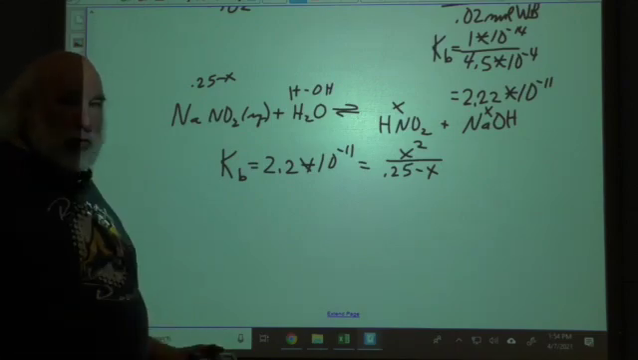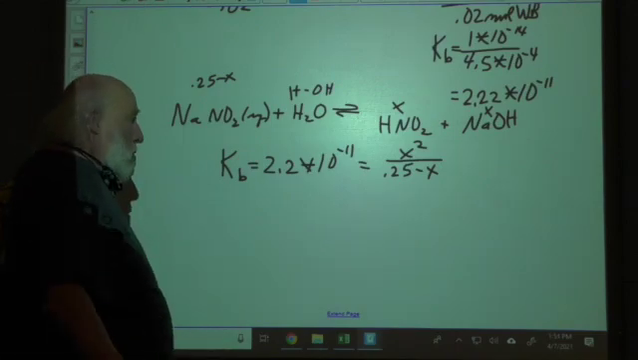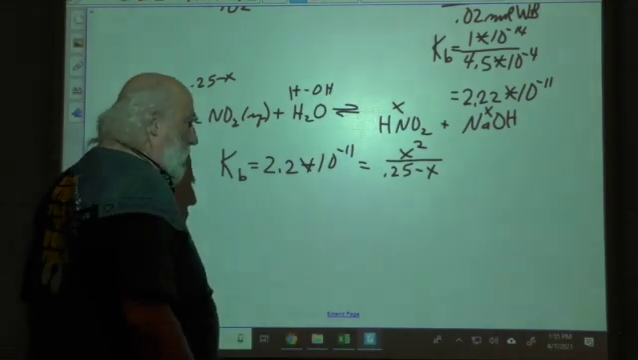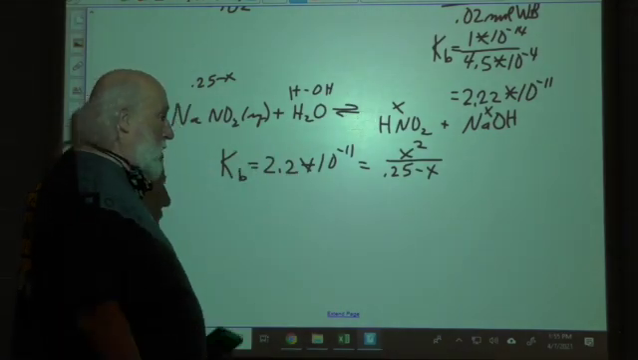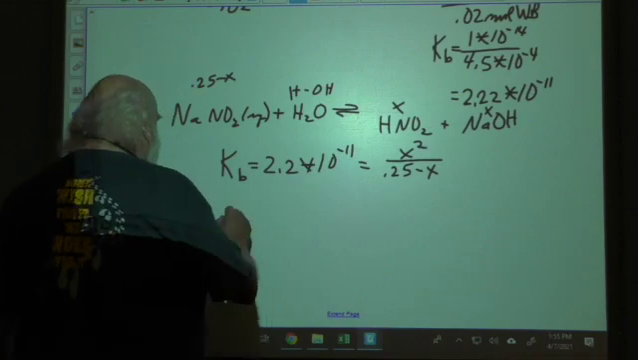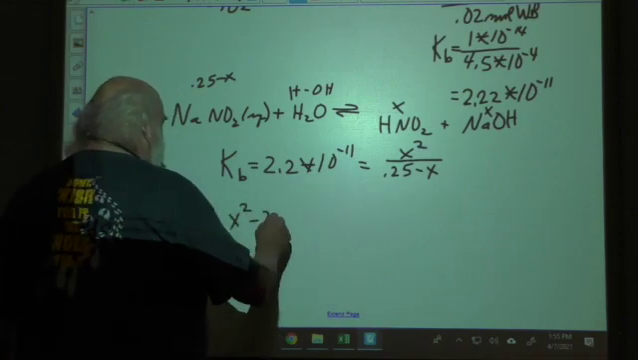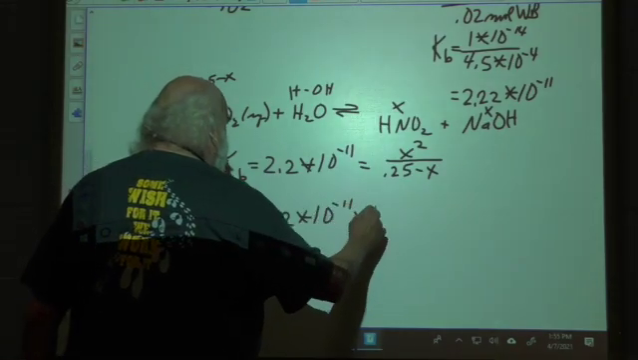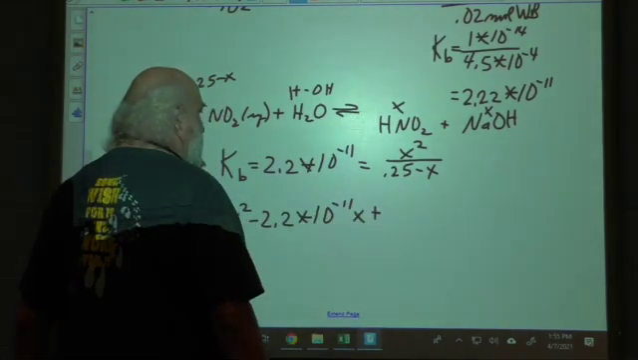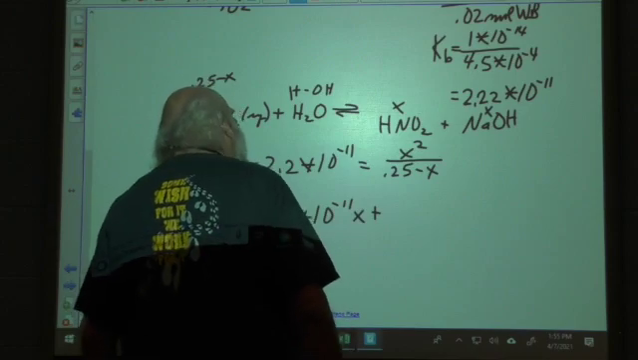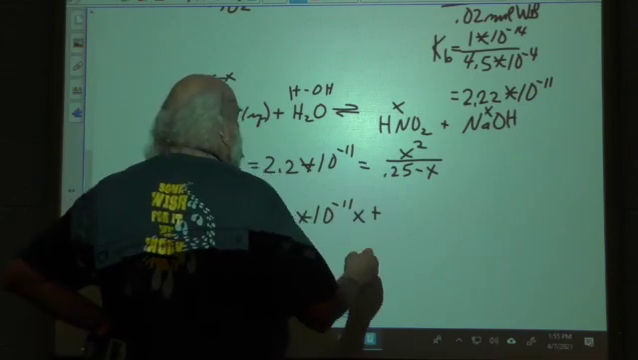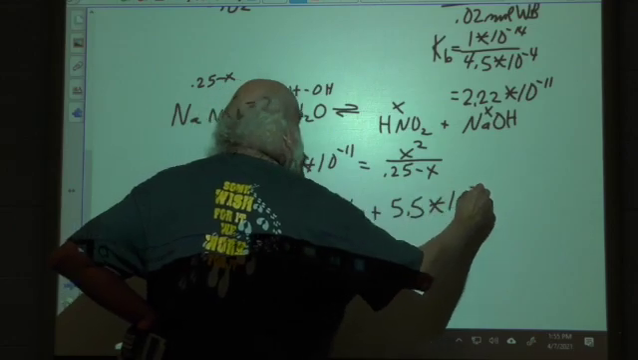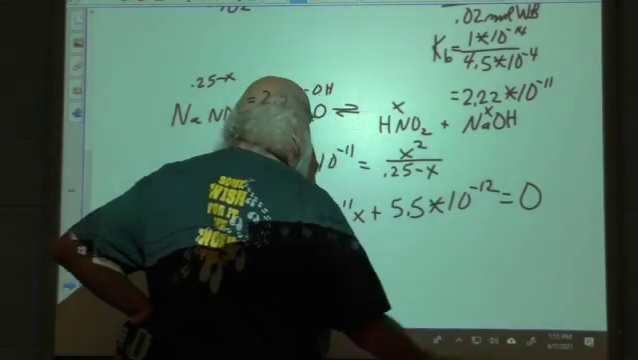Now we got to turn that into a quadratic equation, multiply by the denominator, add negative X squared, re-add everything, what we've done a bajillion times already. And we should get negative X squared minus 2.2 times 10 to the negative 11 X plus, a quarter of 22 is 5.5 times 10 to the negative 12, equals 0.